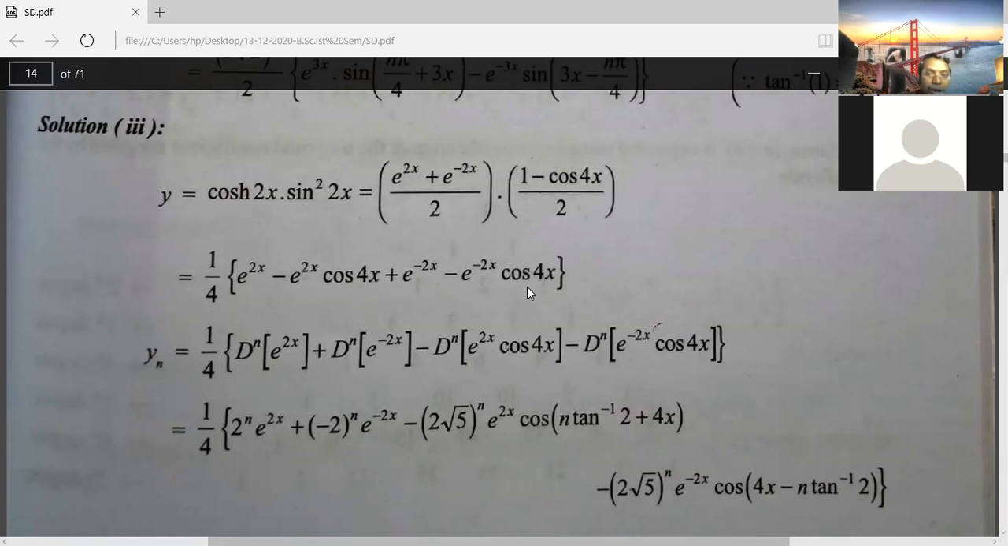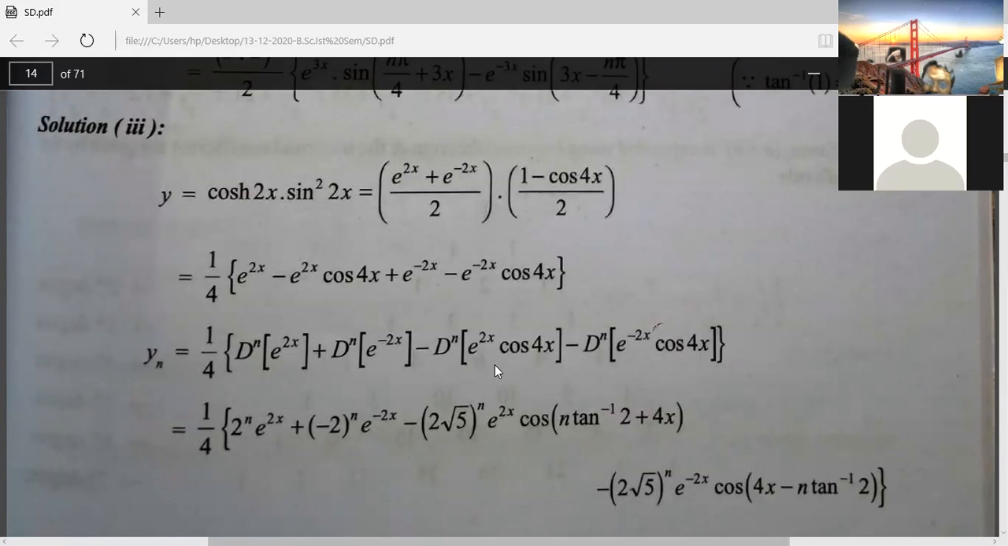Now you can write the nth derivative yn equal to, apply the linearity property and write there. Okay. First one, just observe, e to the power 2x is there. You can write e to the power mx as m to the power n e to the power mx. What is the value of m here? M is 2. M to the power n means 2 to the power n, and e to the power mx means e to the power 2x we have to write. Similarly here, m is equal to minus 2. M to the power n means minus 2 to the power n into e to the power minus 2x, because e to the power minus 2x stays as it is. And then here already you know the formula.